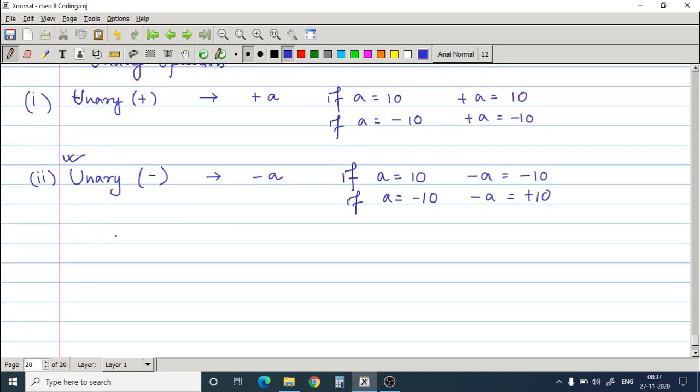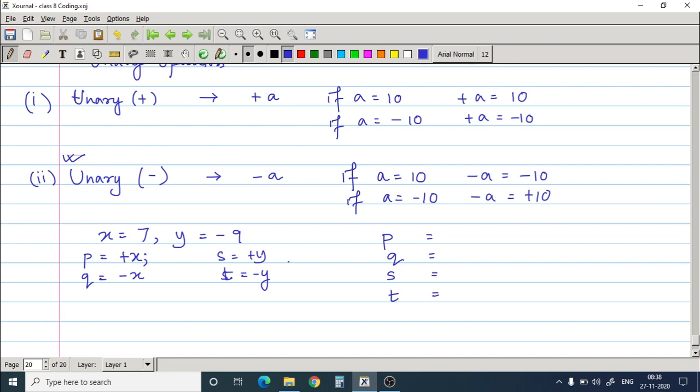So suppose I have x equals 7 and y equals minus 9, and I have p equals plus x, q equals minus x, s equals plus y, and t equals minus y. So what will be the value of p, q, s and t? What are the final values?